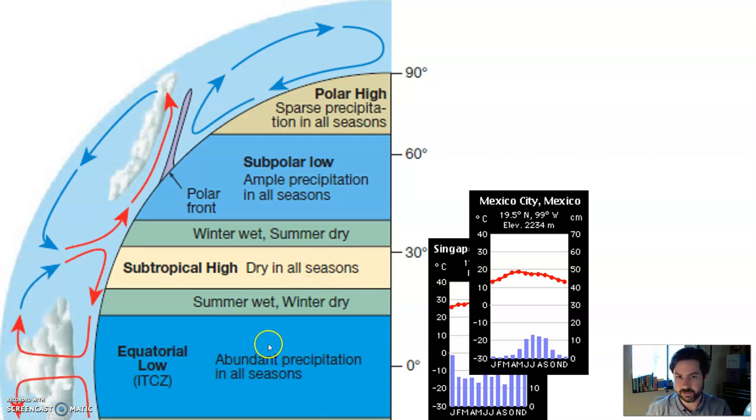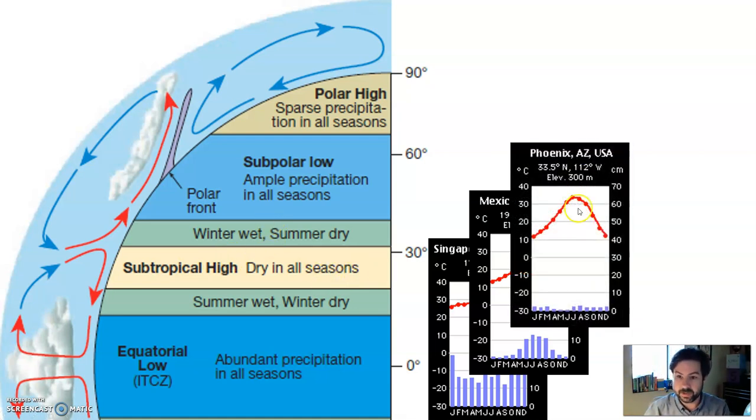These are pressure systems, highs and lows. It's called low when the air is rising because it's pulling air off the surface, taking that pressure away from the surface. And it's called a high when the air is descending and coming back onto the surface. That air is pushing down onto the surface, so it's a higher pressure. So in this third area, again, a bigger range. Here's Phoenix, around 33.5 degrees north, so in this subtropical high. It says dry in all seasons. Yes, it sure is.